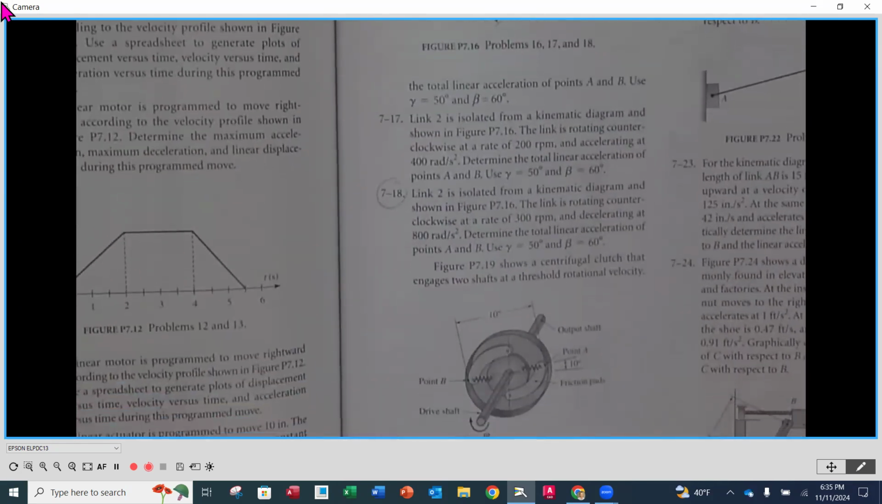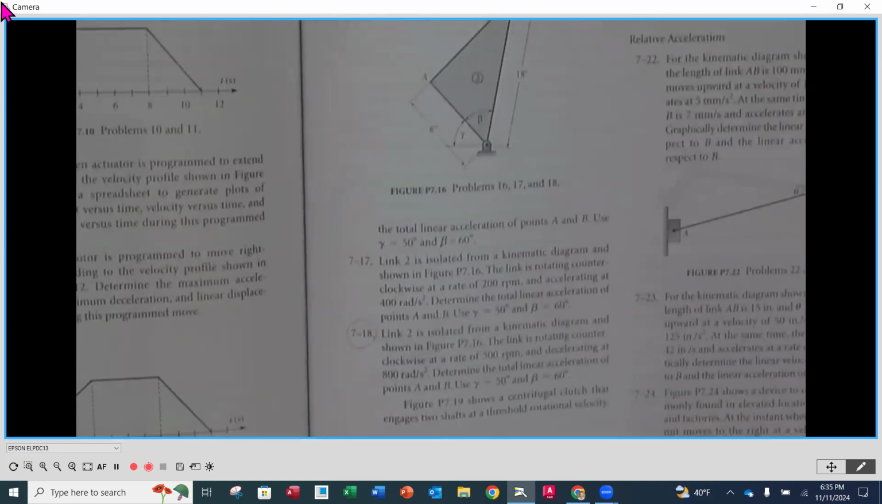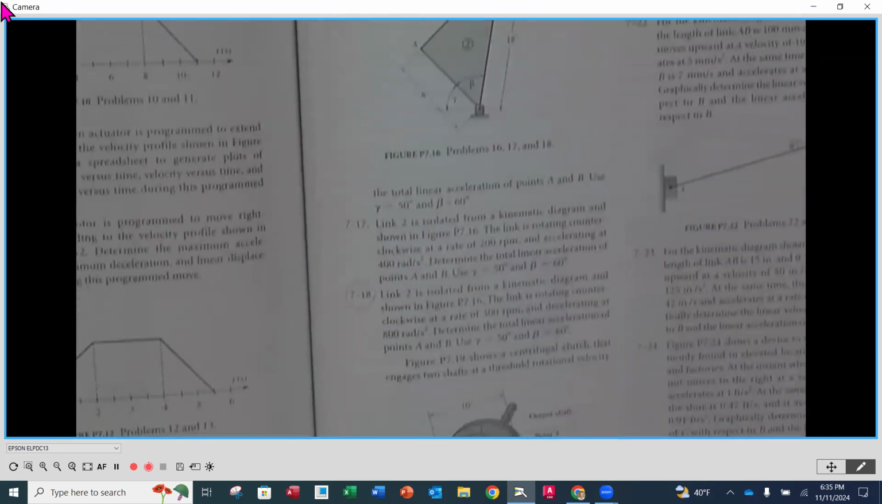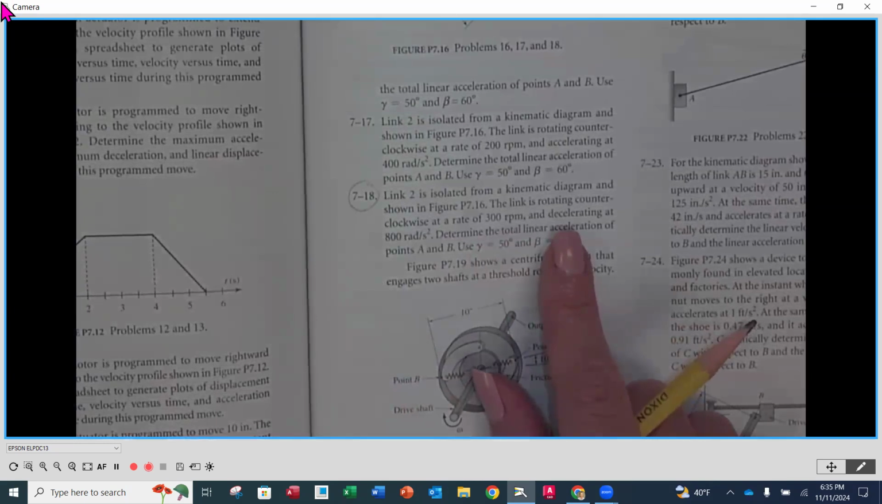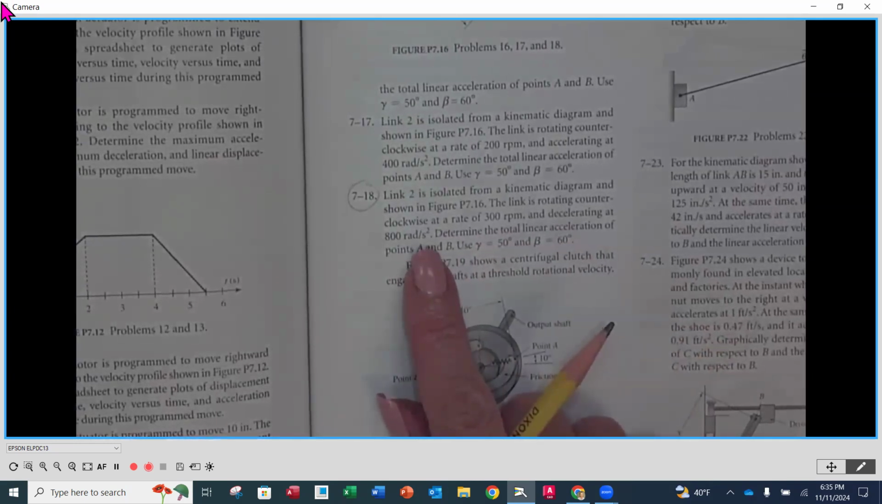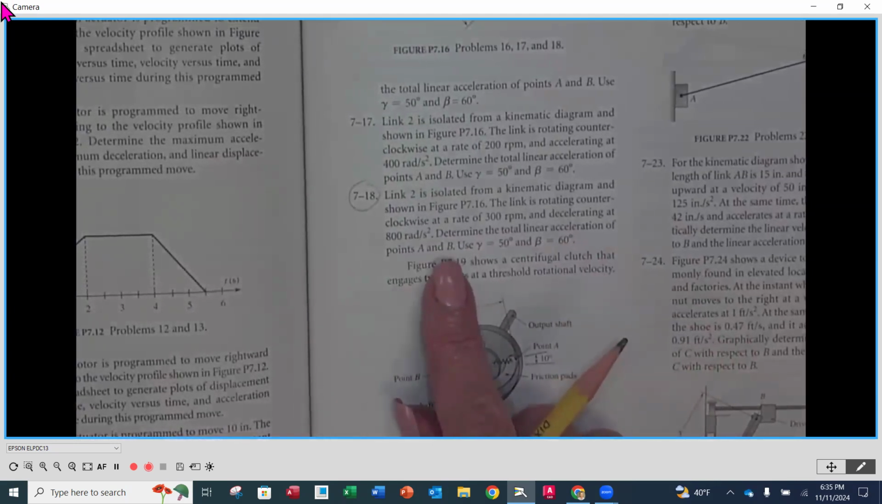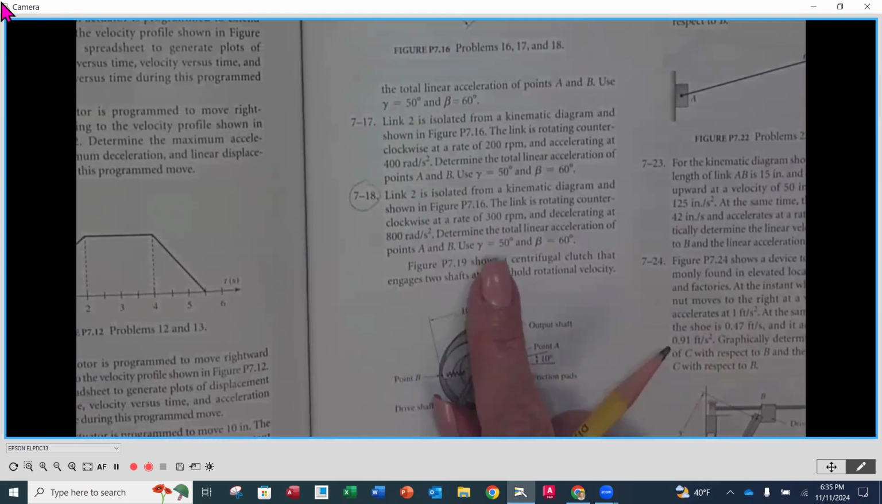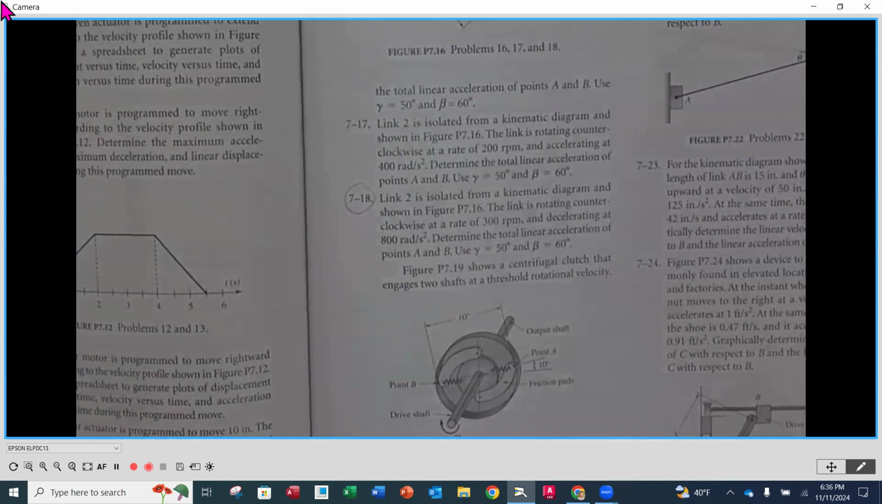Then your next one is going to be 18. It says that link number 2 is isolated in the kinematic diagram, same illustration. The link is rotating counterclockwise at a rate of 300 RPM and is decelerating at 800 radians per second squared. Determine the total linear acceleration of points A and B. Use those angles as reference. And then after that is going to be work that we're going to do the next time. So you certainly can get started on the homework tonight.